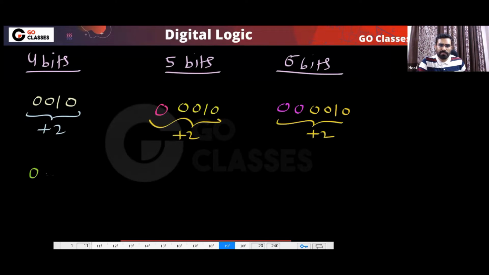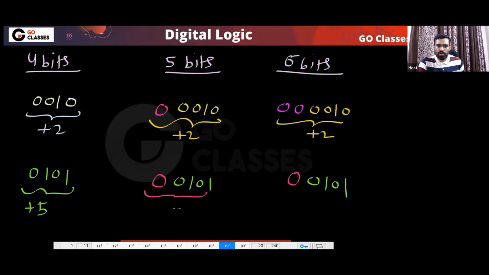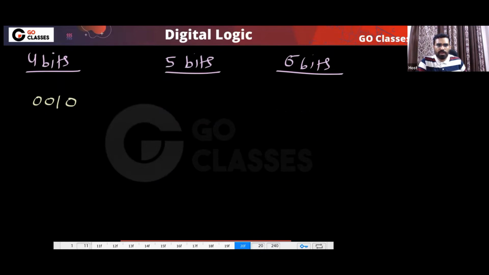Similarly, if you have the data 0, 1, 0, 1, this is plus 5. How will you put this same data in 6 bits? Very simple, you will just put a 0, because you can notice this is also plus 5. Both are plus 5.